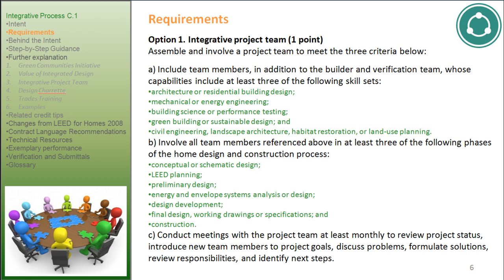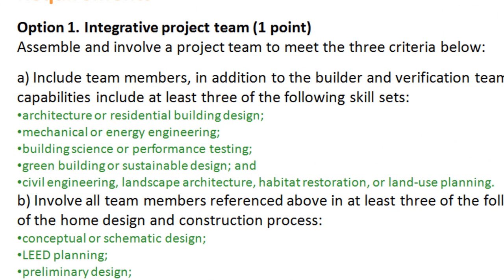Option 1, Integrative Project Team, for 1 point. Assemble and involve a project team to meet the criteria below. Letter A. Include team members, in addition to the builder and verification team, whose capabilities include at least 3 of the following skill sets: architecture or residential building design; mechanical or energy engineering; building science or performance testing; green building or sustainable design; and civil engineering, landscape architecture, habitat restoration, or land use planning.